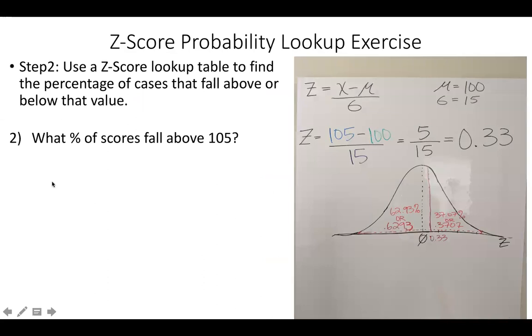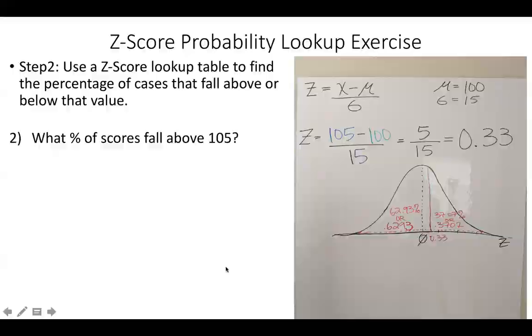So let's do this for the second part. For the percentage of scores that fall above a value of 105. So here on my whiteboard, I've solved for Z. I did 105 minus 100 to get 5 in my numerator, divided that by 15, rounded to my 100th place, I have 0.33. That is my Z-score. I've even plotted it here on my standard normal distribution.